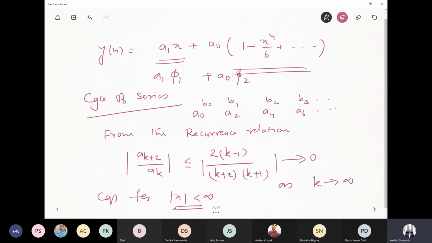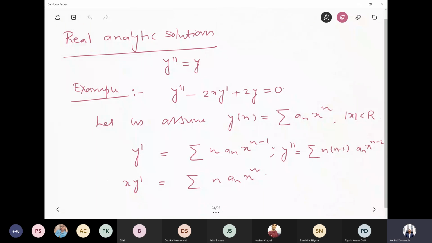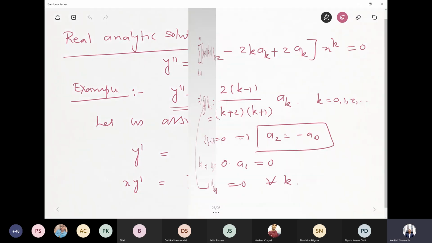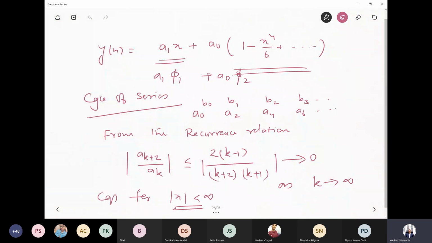So it's fine, well and good. We have a simple equation like this, and then we could write the power series, and then we could use the term by term differentiation. We got a recurrence relation, and from that recurrence relation we found two linearly independent solutions and could easily check the convergence.